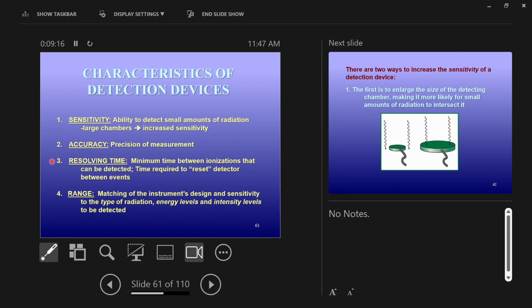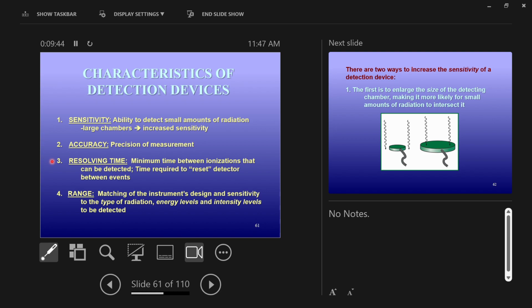It's the time that it takes for the machine to basically reset, okay? You know, if your machine can only detect 1 decay event per second, but your radioactive source has 2 decay events happening per second, then you can't detect the 2 events. The detector's only going to tell you 1 decay event per second, 60 events per minute, right? Where it's really happening at a rate of 120 events per minute.